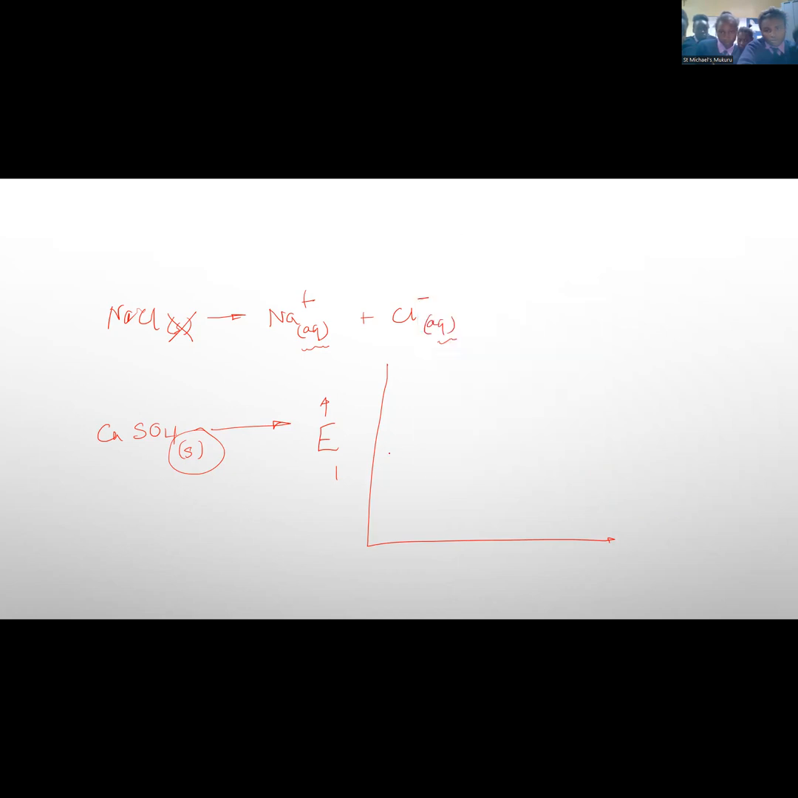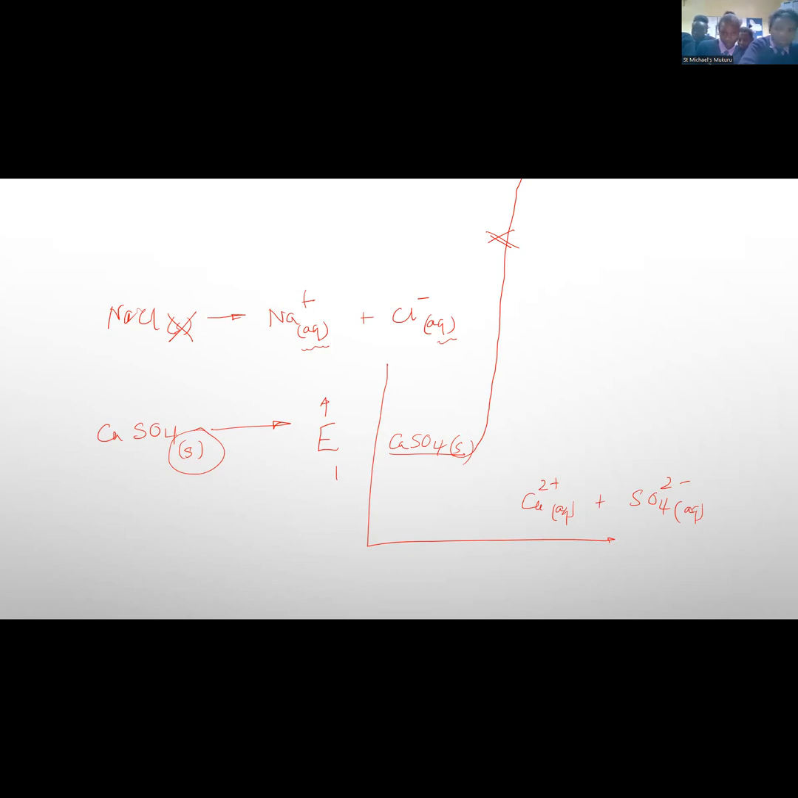Okay, so calcium sulfate starts here as solid, and if it could dissolve in water like this, it would produce calcium ions and sulfate ions in water. But because this is so strong, the energy that we would have to put in is so huge that it doesn't happen. And therefore, it is hardly soluble at all.